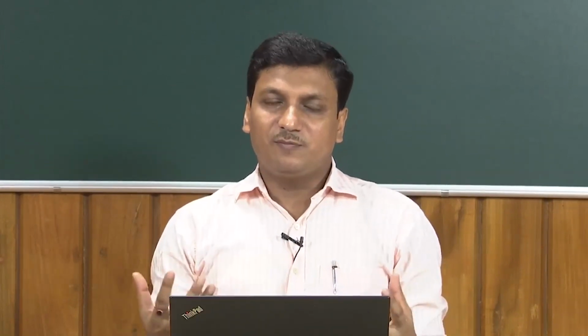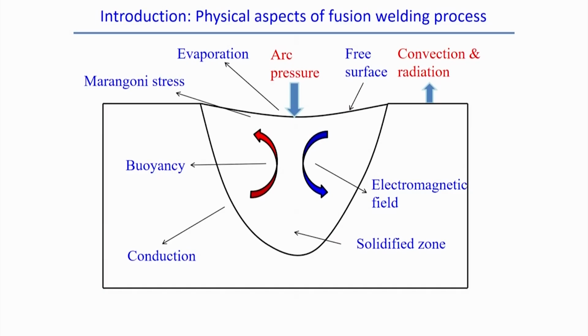That means these two body forces are responsible, and they influence the material flow pattern within the molten pool. Just outside the molten pool, conductive heat transfer also occurs. After some time, when the heat source moves from one point to another, the previous zone solidifies. After solidification, some microstructural changes happen that are different from the base material structure.